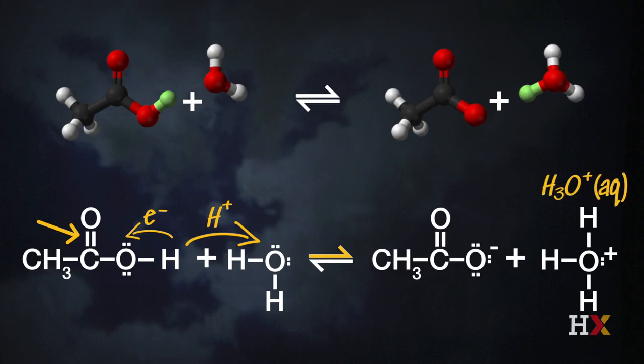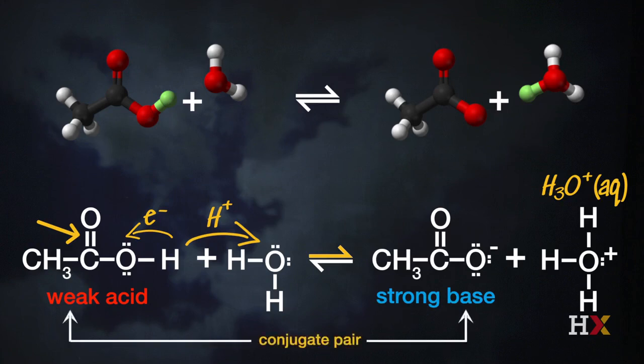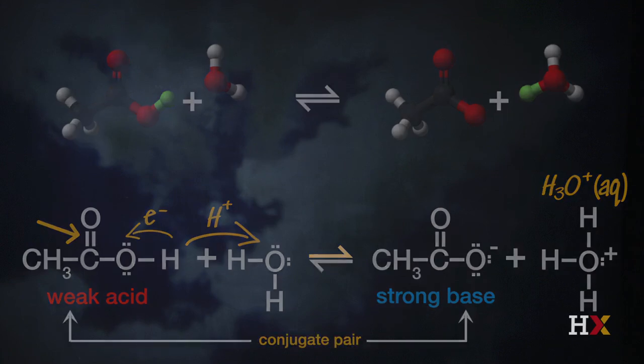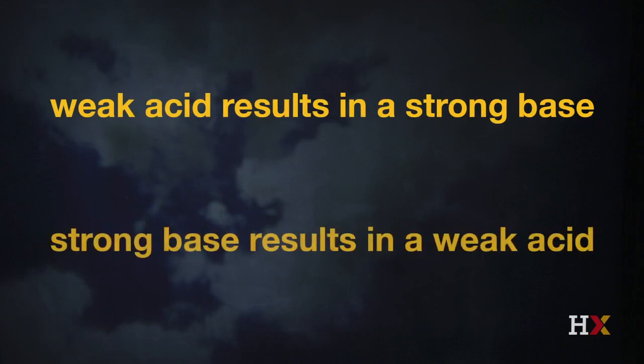So we started with a weak acid, and that produced a strong base because our conjugate base is the acetate anion. And so a weak acid results in a strong base, just as a strong base results in a weak acid. So this symmetry that's intrinsic to this formulation of acid reactions is extremely valuable because it allows us to look at the relationship between the strength of an acid and its conjugate base and vice versa, a base and its conjugate acid.